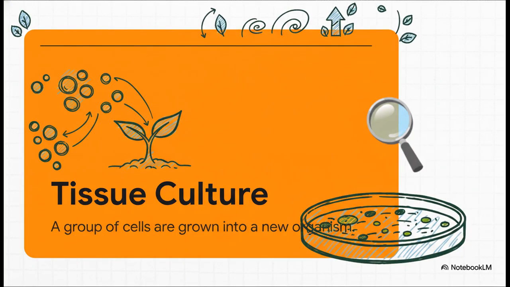Next up, a quick definition. What is tissue culture? Easy mark here. You just have to avoid overcomplicating it. The mark scheme is looking for one simple idea. A group of cells is grown into a new organism. That's it. Keep it simple, get the mark.